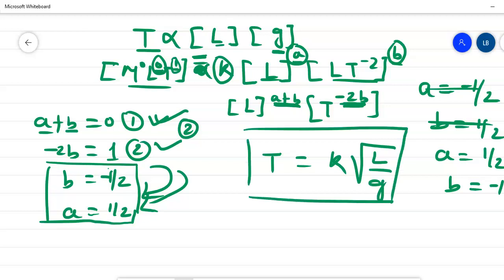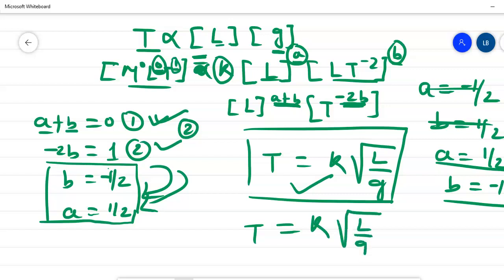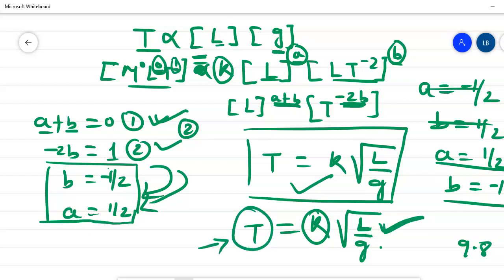How did I get the formula? After getting a as plus half and b as minus half, I got this formula. The time period will carry a formula like this: a constant multiplied by root over L by g. The constant value is given to you, so it will be fixed. If you know the length of the string, and acceleration due to gravity is always 9.8 meter per second square, then you will be able to find out the time period of that pendulum. Okay, so let's take another example.